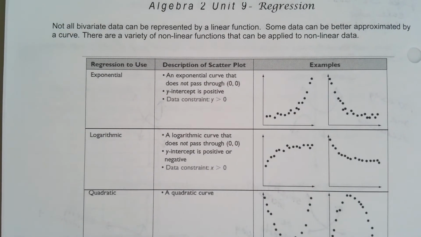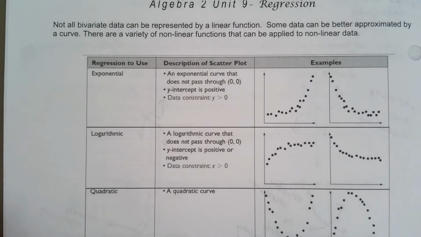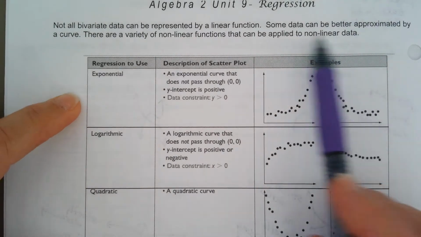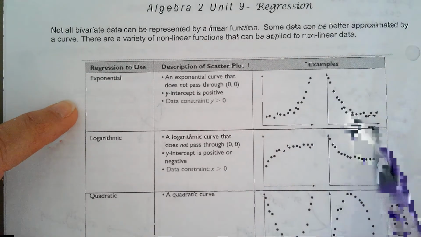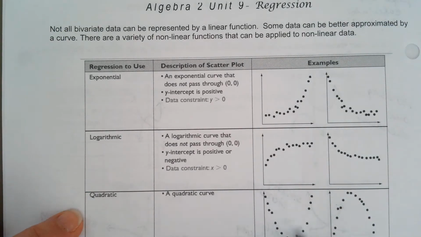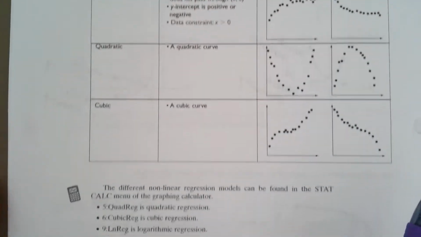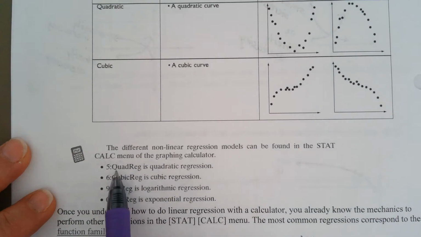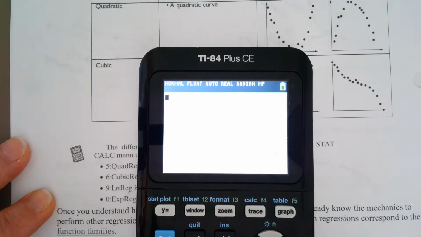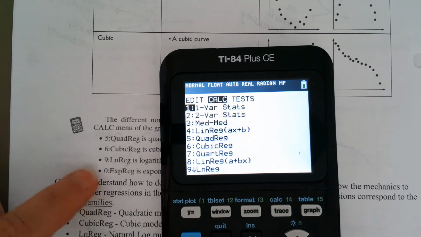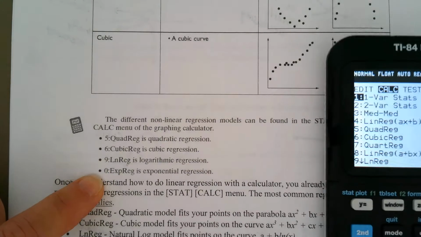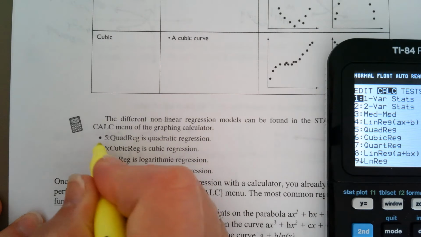On page 253 here, we have some more examples of scatter plots representing our different curves. Right? Some data can be better approximated by a curve instead of a linear function. So we have an exponential, log, quadratic, and cubic. And on the calculator, when we press Stat Calc, 5 is for quadratic, 6 is for cubic, 9 is for log, and 0 is exponential. These are the 4 we'll be using.